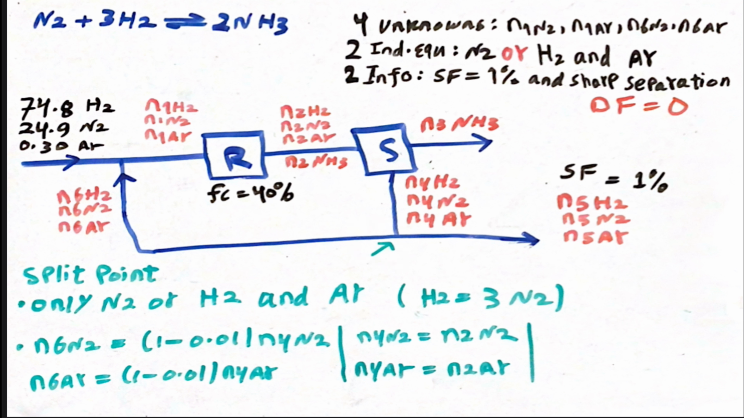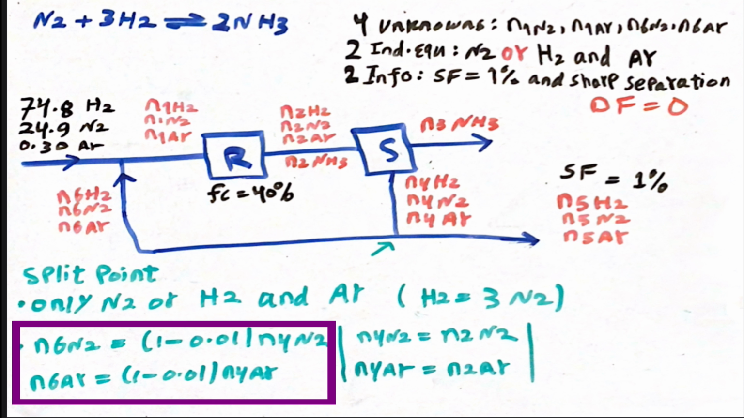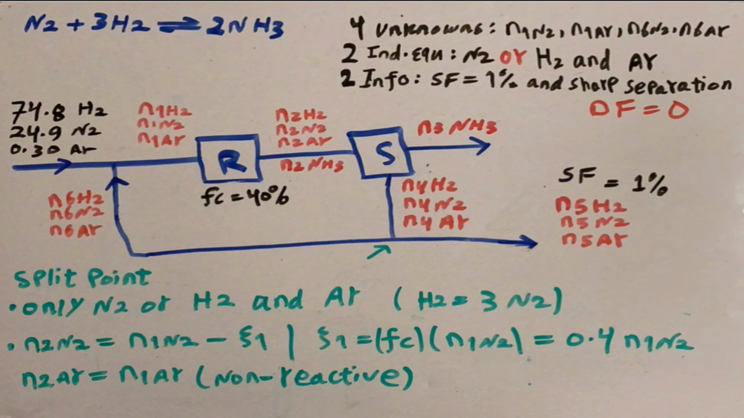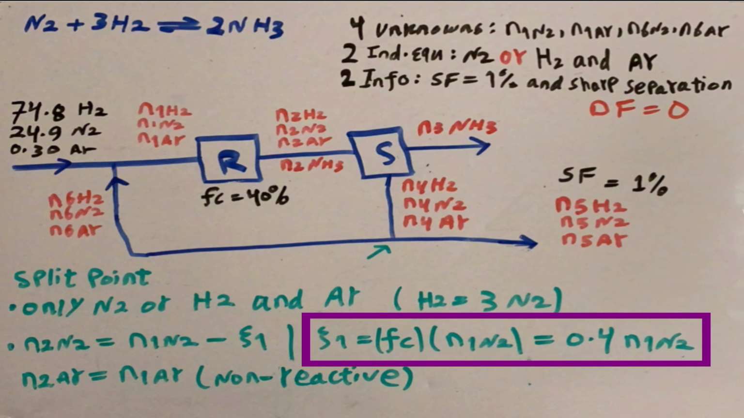If the 1% is the purge stream, then 1 minus the 1% will be the stream that is going back to the reactor. And from the sharp separation, the streams before the separator should be the same after the separation. And the last step here is to do a balance around the reactor. I repeat, if you find nitrogen, you will find hydrogen. But let us now express the xi, the extent of reaction.